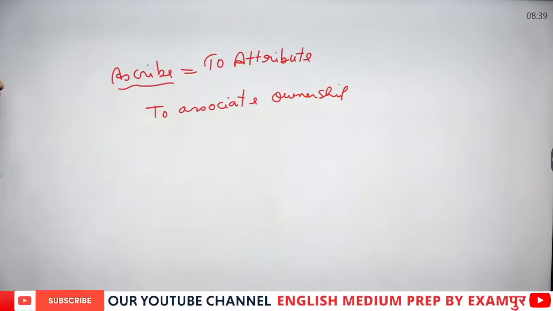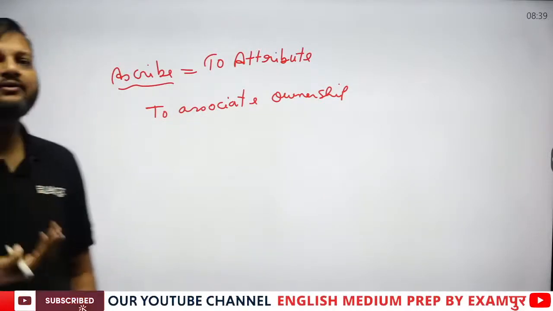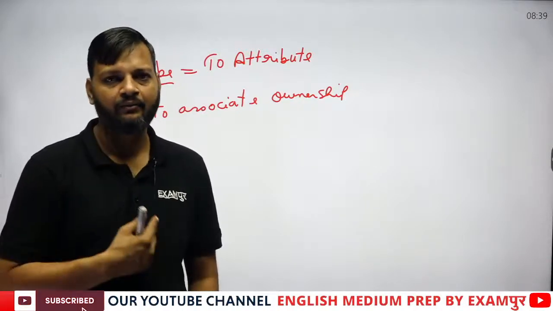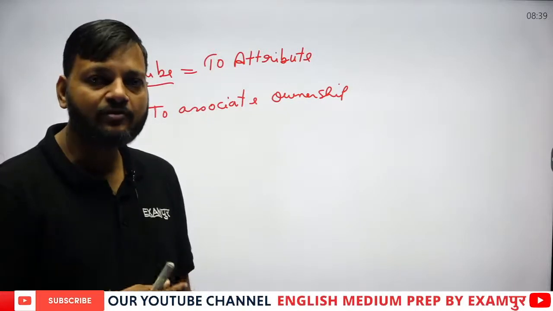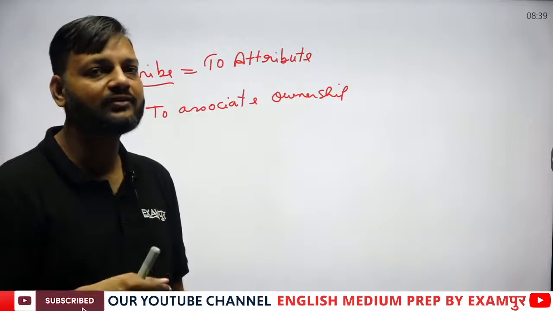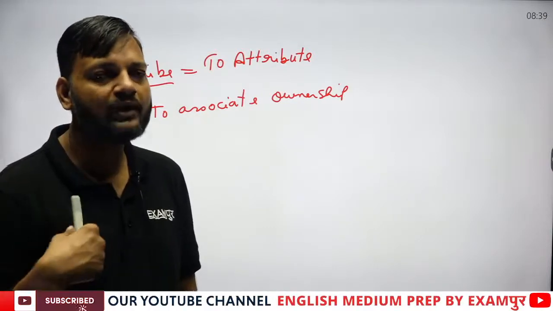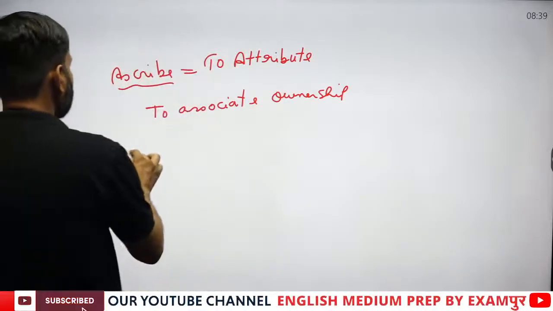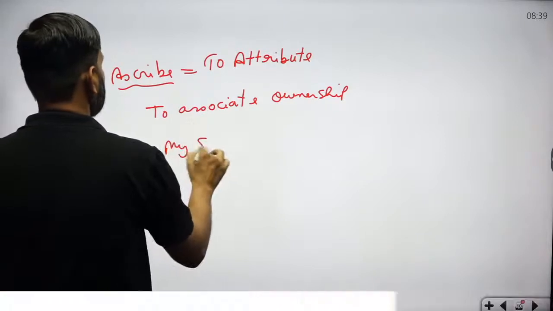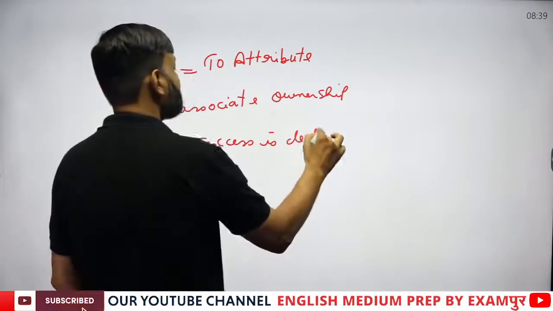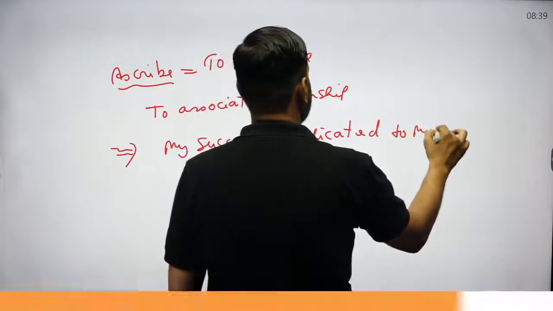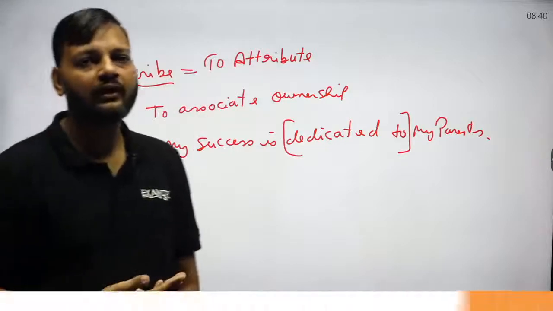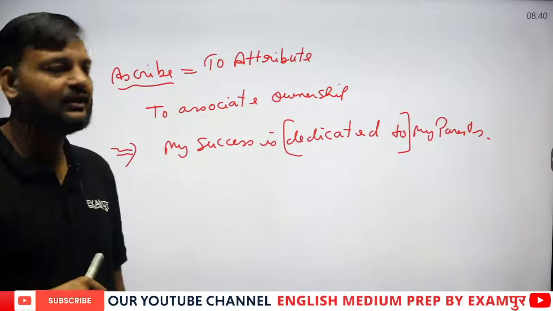For example, when we get success, we say that my success is dedicated to my parents. This means that we have attributed our success to our parents. Like we want to say that my success is not because of me, my success is because of my parents. Here we have used the word dedicated, which is the easy version of ascribe.